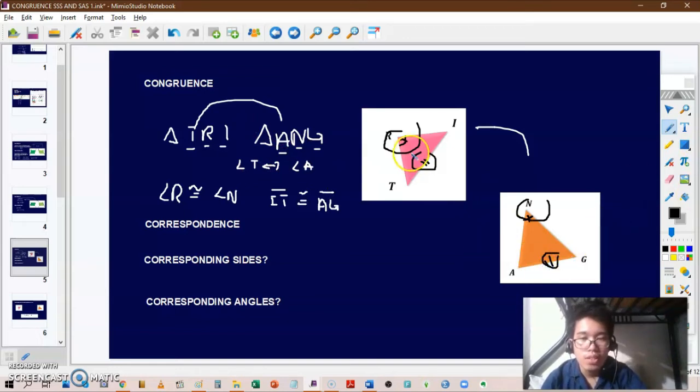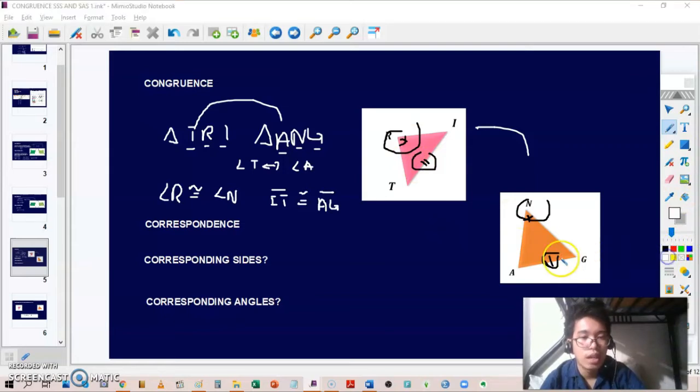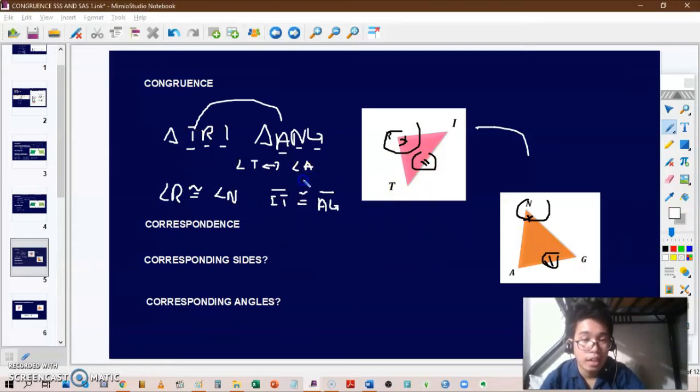Okay, so let's see some of the other corresponding angles. Other corresponding angles could be angle T and angle A again, and also angle I and angle G. And also we have the corresponding sides. So we have line segment TR. Based on the order of their names, its corresponding side is line segment AN. Very simple and very easy.